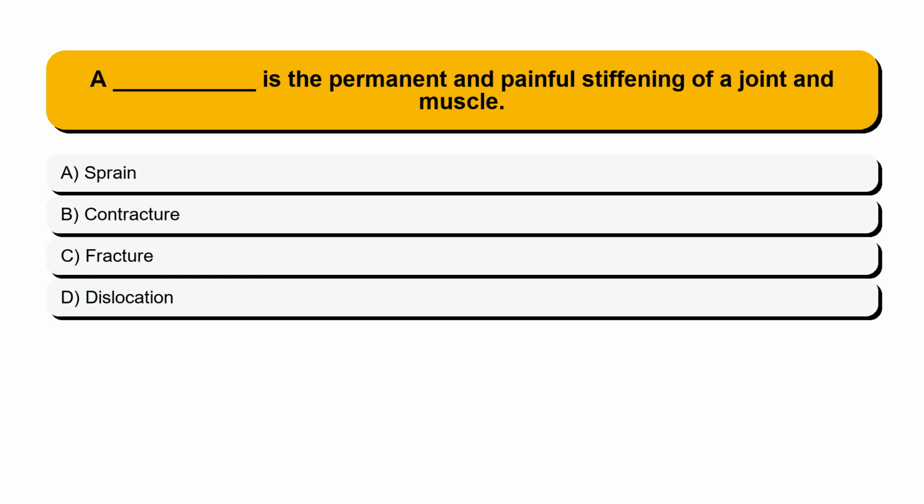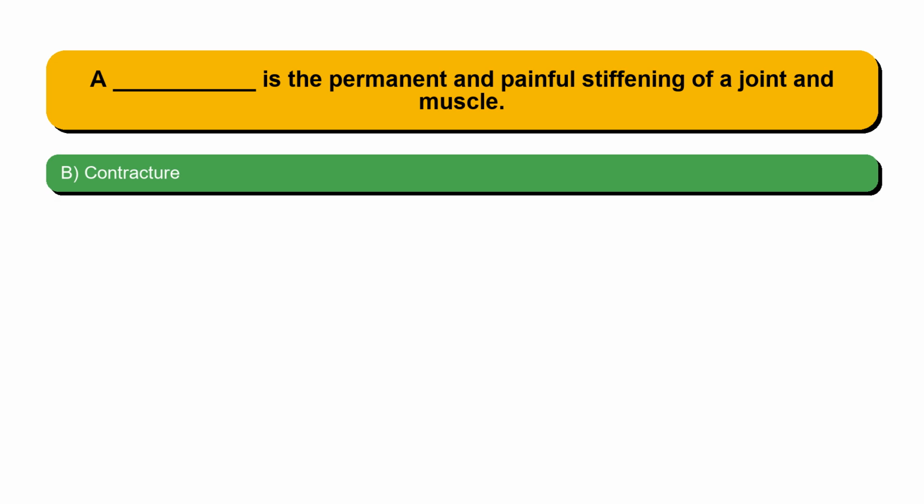Question 5. A blank is the permanent and painful stiffening of a joint and muscle. Option A. A sprain. Option B. A contracture. Option C. Fracture. Option D. Dislocation. The correct answer is Option B.